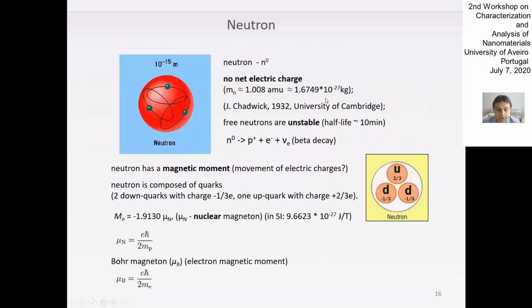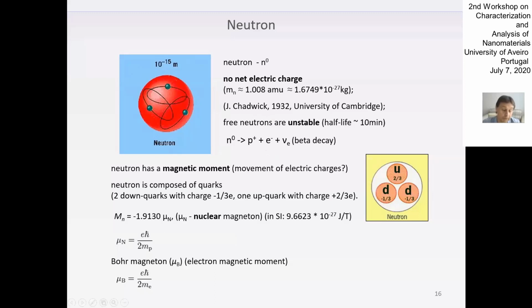I have to say some words also about neutrons, because it's also a very powerful technique, and the diffraction of neutrons is really important for us. So, a few phrases about the neutron. You know that it's an electrically neutral particle with a mass close to the mass of a proton. It's not stable in the free state. The half-life is about 10 minutes. And the most important feature of the neutron is that it has a magnetic moment.